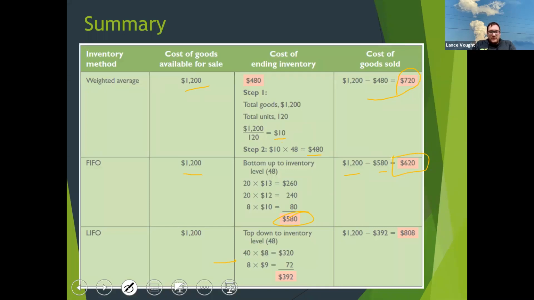And then LIFO sells the oldest units last and the newest units first. And so the cost of your ending inventory is going to be lower because you presumably paid less for the older units. And then taking the complement of that determines, okay, it was more expensive to sell those first units first.